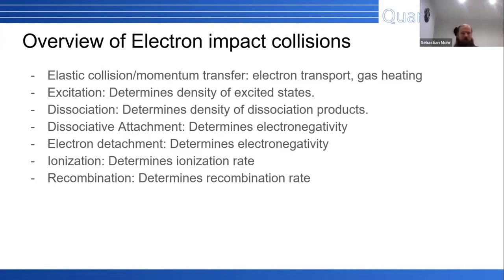And you have then ionization and recombination, which determine how many electrons and ions you produce or consume inside a discharge. And of course, all these different cross-sections influence the discharge in different ways, and they can have quite important consequences.